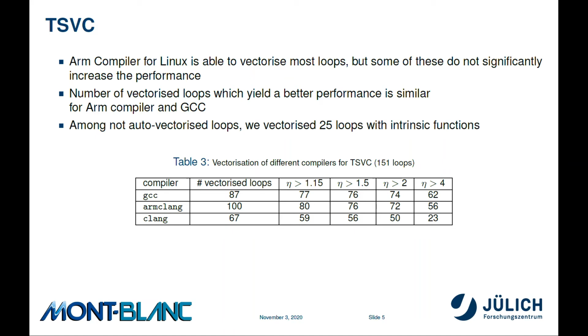Among loops that were not vectorized by any compiler, we tried vectorizing using intrinsic functions. We were able to do so for 25 additional loops. Next, I would like to show 3 examples of such loops, where compilers failed to vectorize, but we were able to do so with not much additional effort.